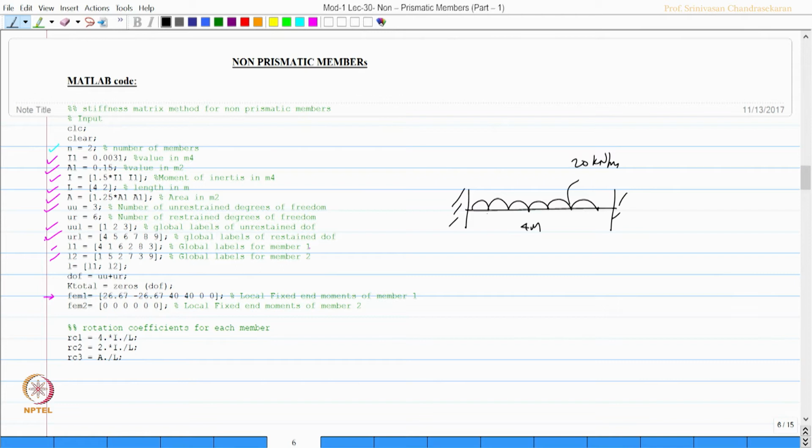So, now we know this value is W L square by 12, this is W L square by 12, which will become 20 into 16 by 12, which will be 26.67, is it not, and this is also 26.67, and this loading is going to be 20 into 4 by 2. So, this is 40 and 40, and these values are going to be 0 and 0.